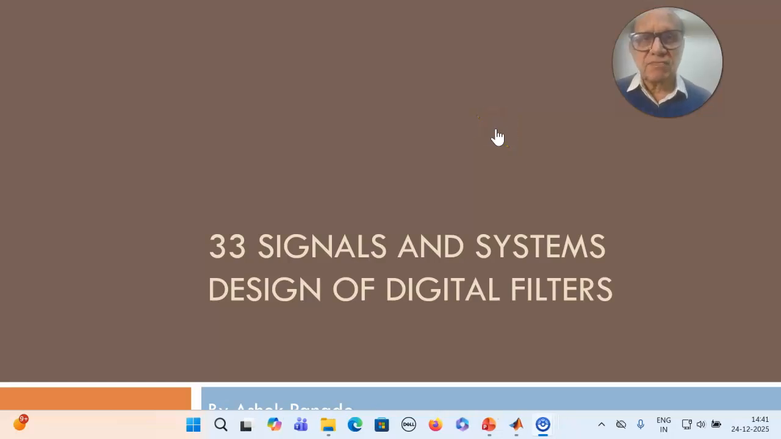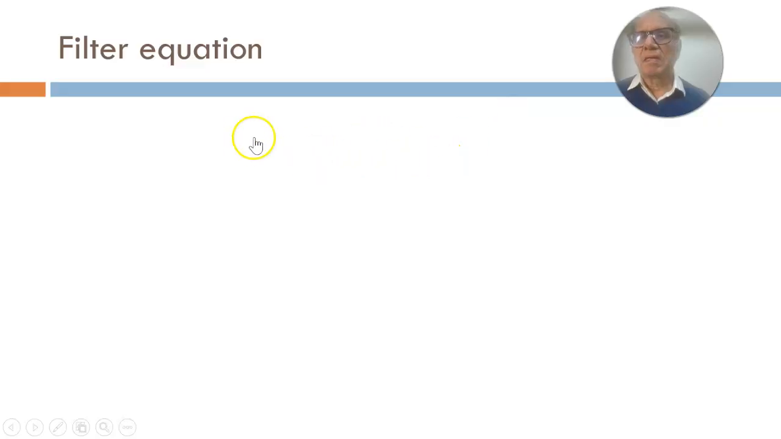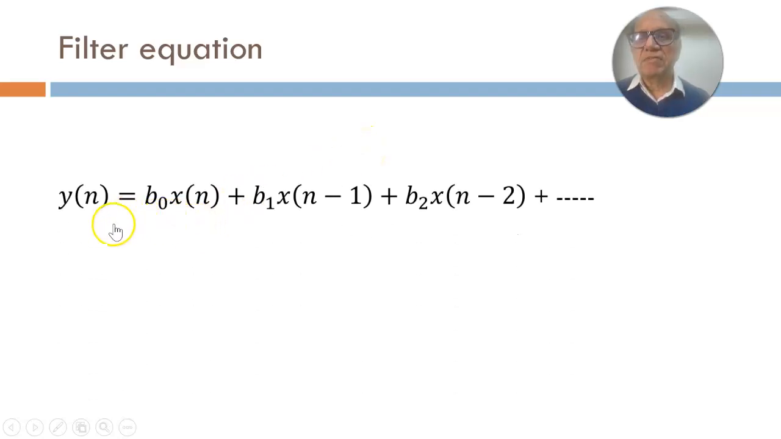So in this session of signals and systems, we are going to study the introduction to the design of digital filters. So let us start. Let us first of all revise the filter equation that we had studied in our last session. And this is the equation between output and input for a non-recursive digital filter. Non-recursive means there is no feedback.